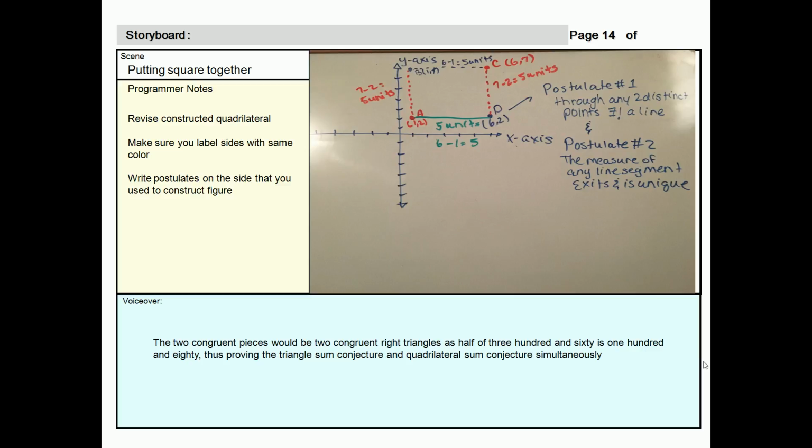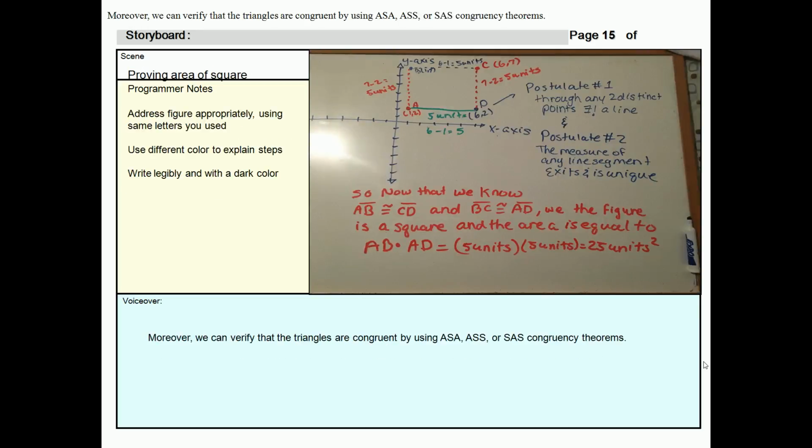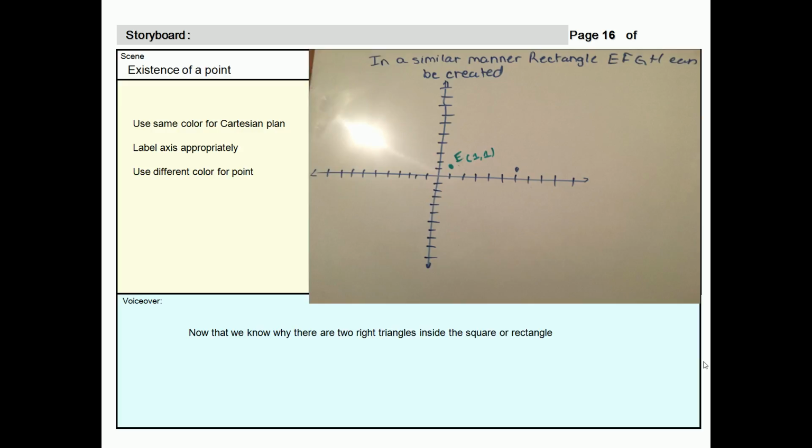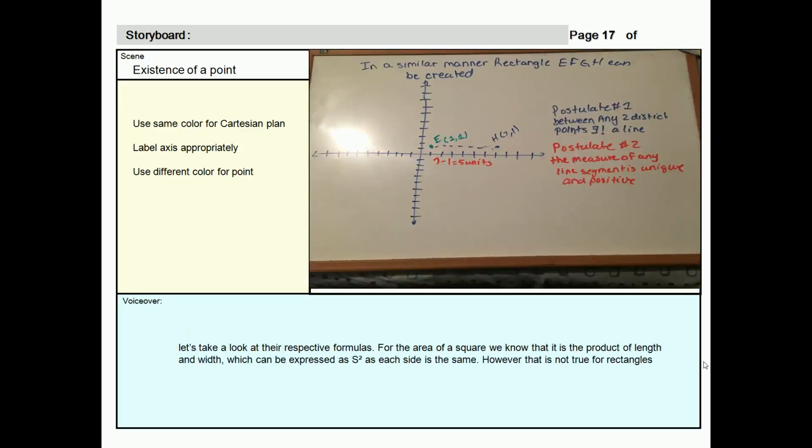The 2 congruent pieces would be congruent right triangles, as half of 360 is 180, thus proving the triangle sum conjecture and quadrilateral sum conjecture at the same time. Moreover, we can verify that the triangles are congruent using angle side angle, angle side side, or side angle side congruency theorems. Now that we know why there are 2 right triangles inside the square or rectangle, let us take a look at the respective formulas.